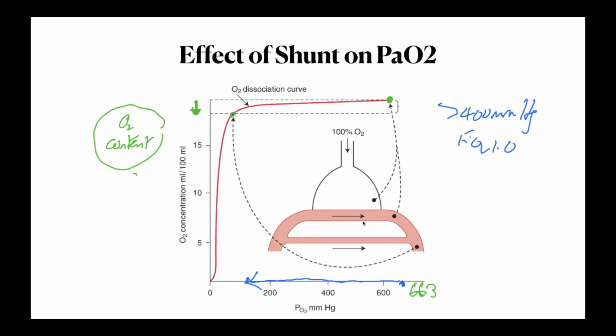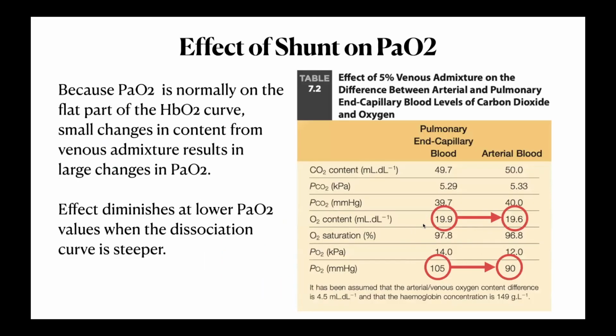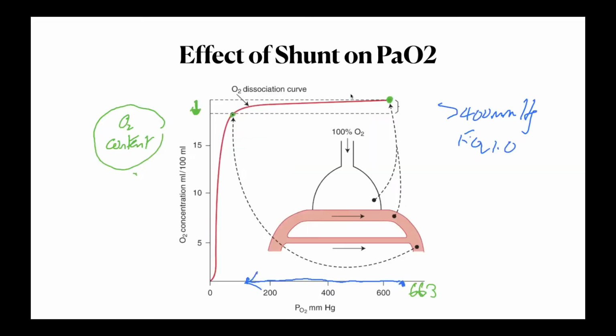So this is quite an extreme example. The previous example, in this table here, was on someone on an FiO2 of 0.21, on sort of room air. And this is the effect of shunt on someone breathing an FiO2 of 100%.